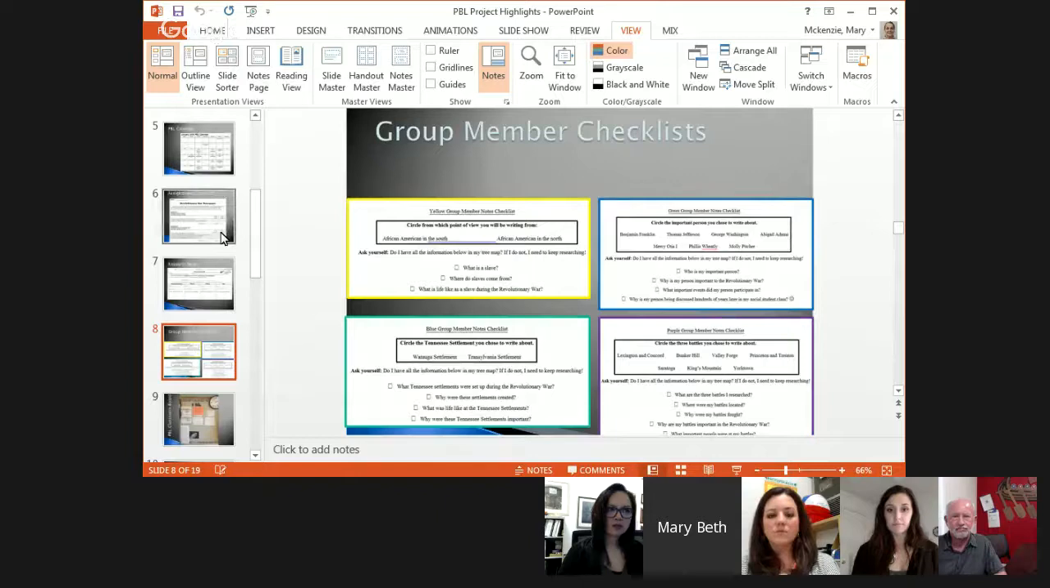Here you see each group member's checklist. So each group member knew exactly what they were responsible for, and then they had a voice and choice in either the settlement they would choose to research, the 3 different battles they would choose to research, one historical figure, and then from what adult or slave child.